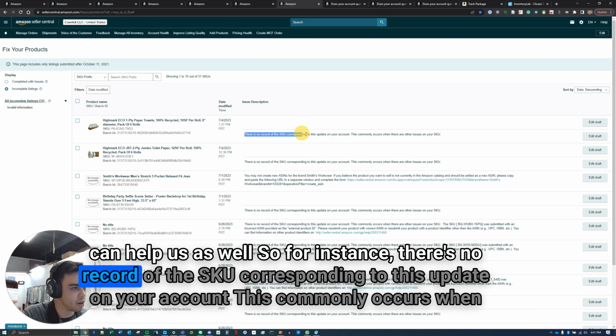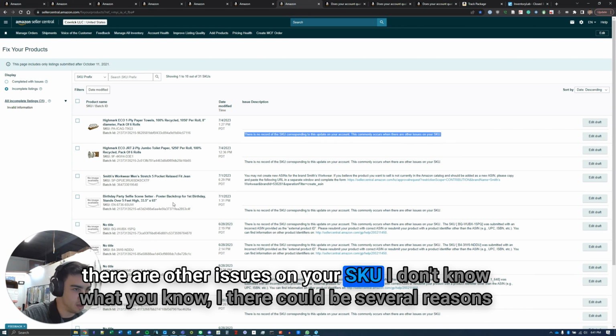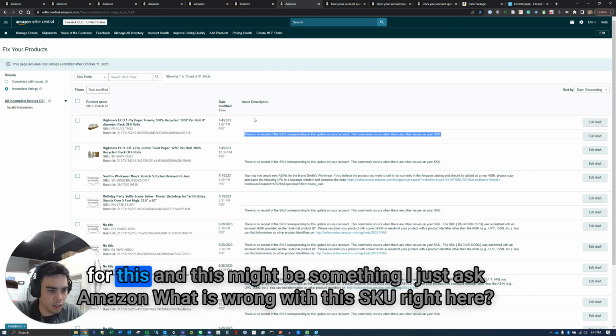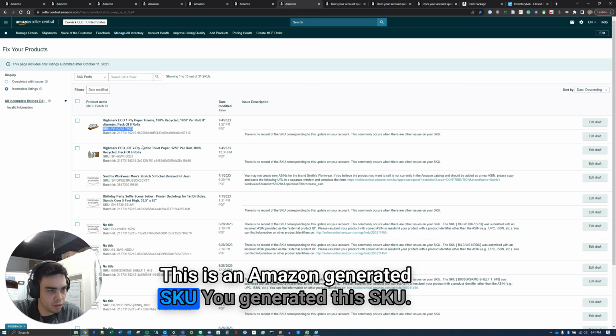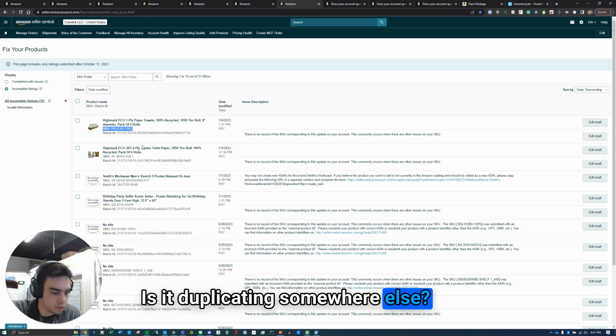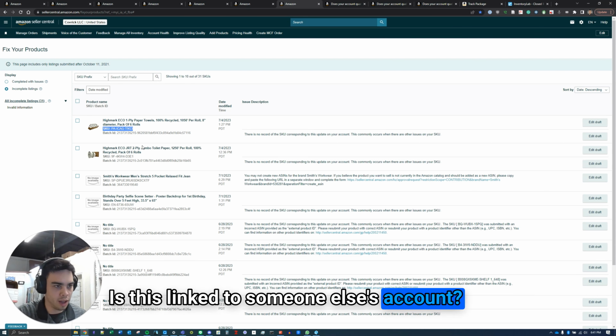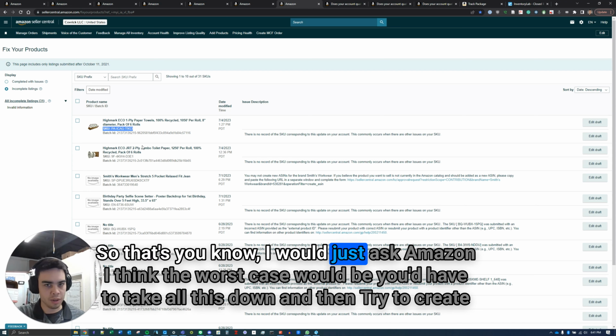So for instance, it says there's no record of the SKU corresponding to this update on your account. This commonly occurs when there are other issues on your SKU. There could be several reasons for this, and this might be something I just ask Amazon: what is wrong with this SKU right here? This is an Amazon-generated SKU. You generated this SKU. What is wrong with it? Is it duplicating somewhere else? Is this linked to someone else's account? I have no idea. I need some guidance here. So I would just ask Amazon.